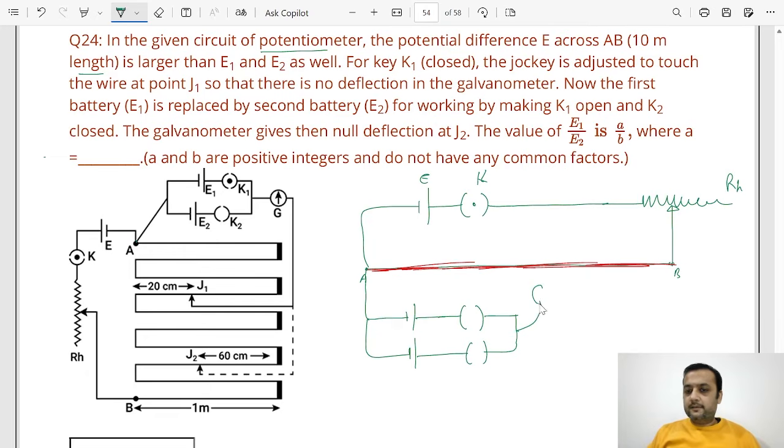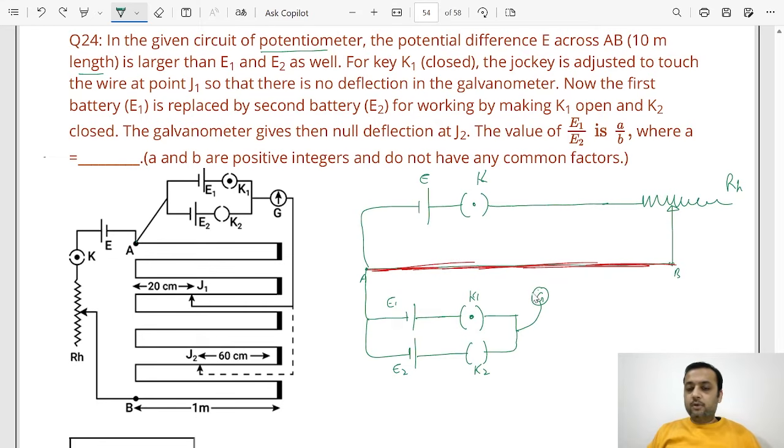So basically, this is the galvanometer. Now this is K1, and K2 is open right now, which means this connection is broken. This is E1, this is E2. And this is the galvanometer and the galvanometer wire. This galvanometer wire is going to touch the potentiometer wire at J1 or J2.